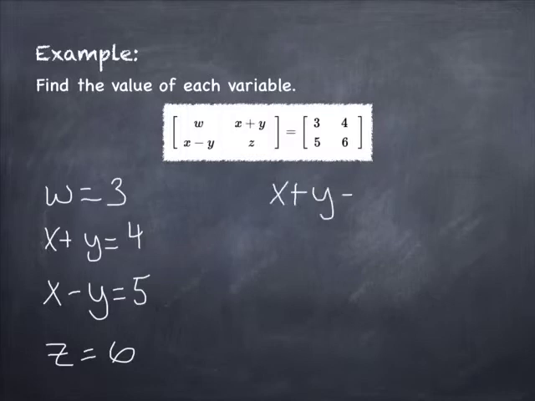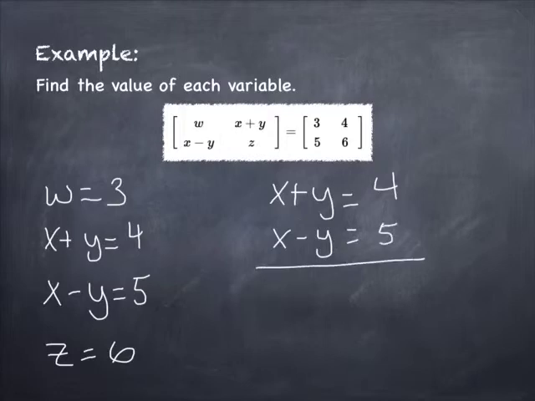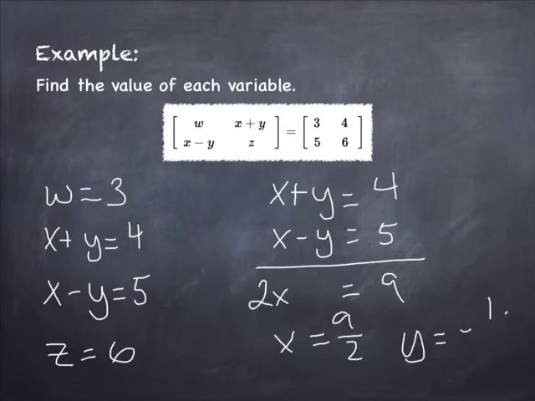x plus y equals 4, x minus y equals 5, and what we would do is add these two together, so we get 2x equals 9, x is 9 halves, and if x is 9 halves, or 4.5, then we can figure out that y has to be negative 1/2. 9 halves minus 1/2 is 4. 9 halves plus 1/2 is 10 halves, which is 5.